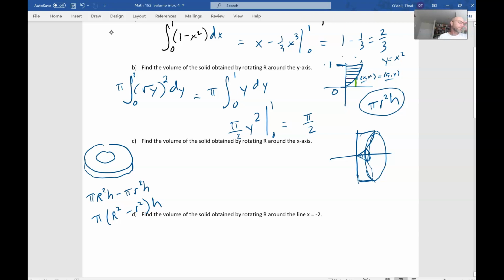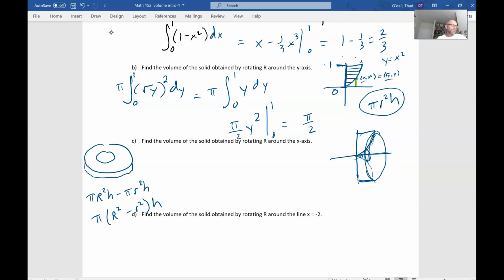How do we know if we're using a disc or a washer? If there's a hole in the middle of our shape. How do we know if there's a hole in the middle of the shape? Well, notice up here the region is flush up against the line of rotation the whole way through. Notice down here the region does not touch the line of rotation except for at the very end. So that's why there's a hole when you start rotating it.